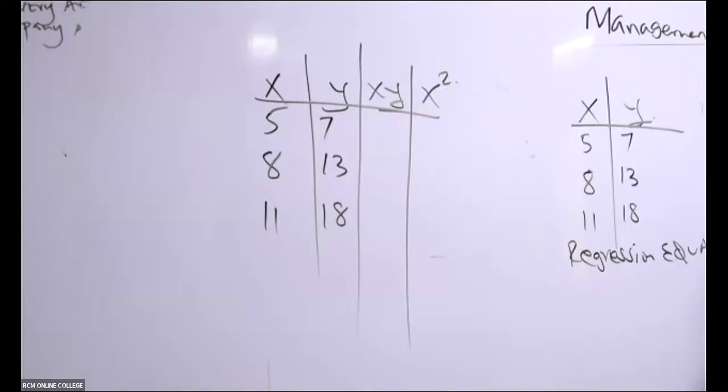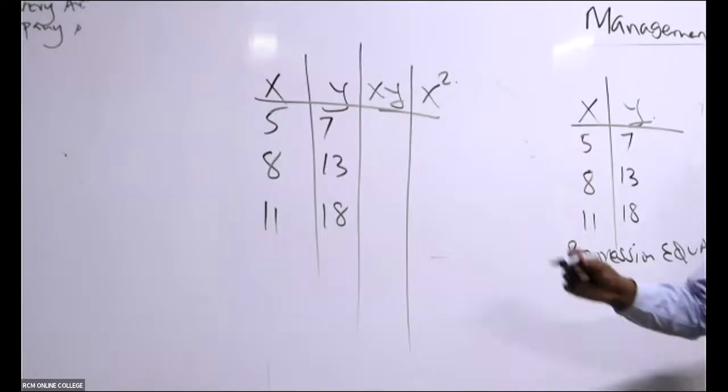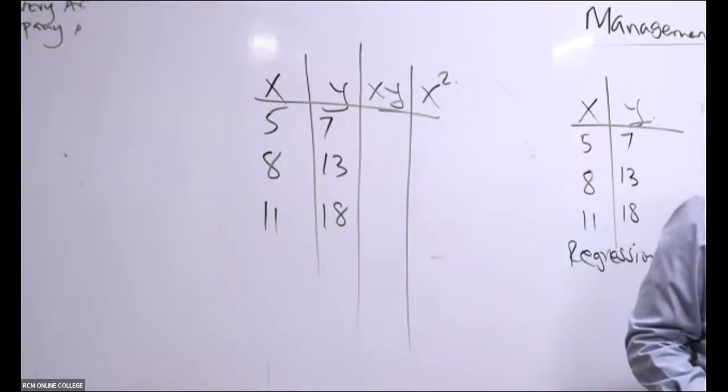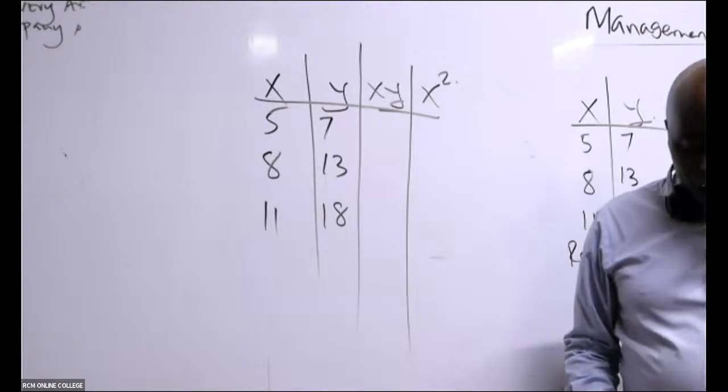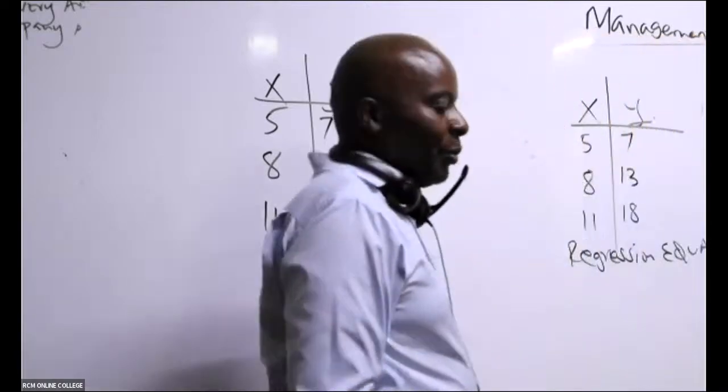Abracadabra, life is good. So you create columns. Life is very good. So xy means we multiply, isn't it? xy means we are multiplying.